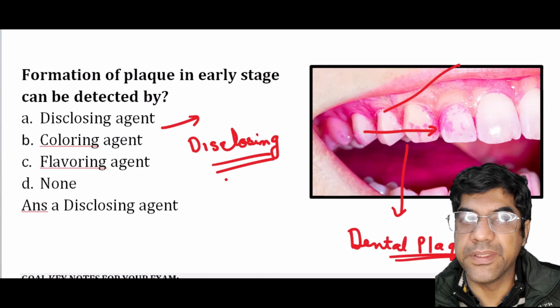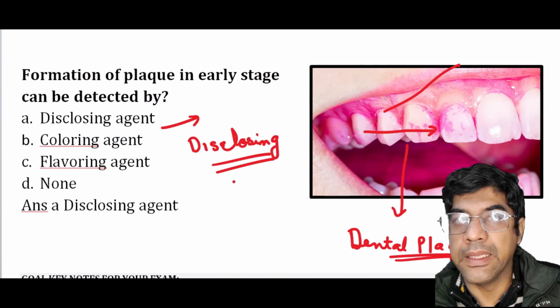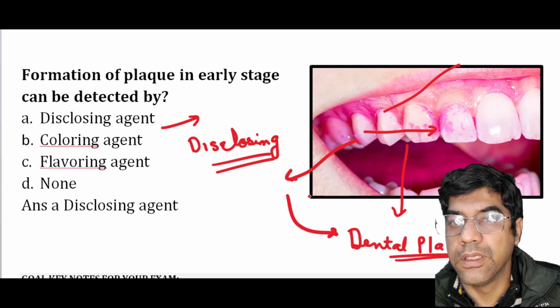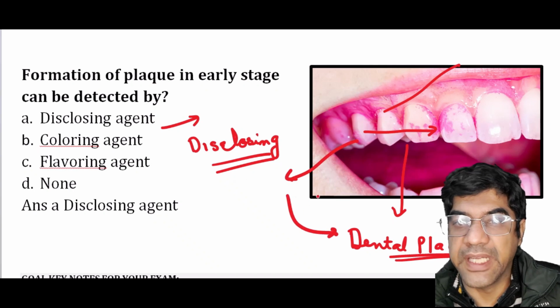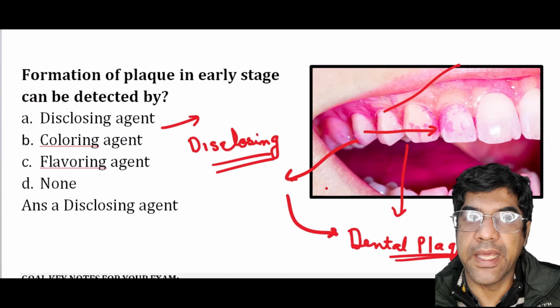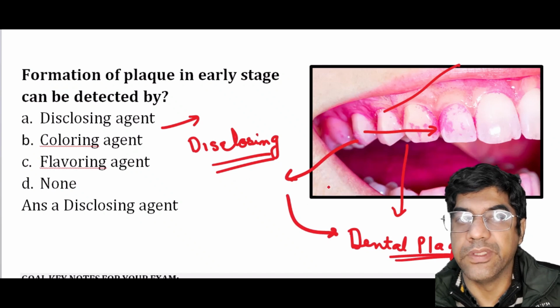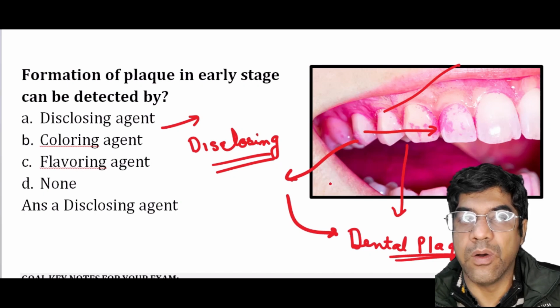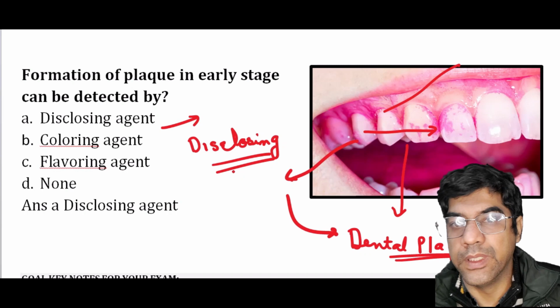So what is the purpose of disclosing agents? The primary purpose is to help in the detection of the dental plaque. So once the plaque is stained, its location can be easily identified. This method is useful for both the dental professional and the individual practicing oral hygiene at home.